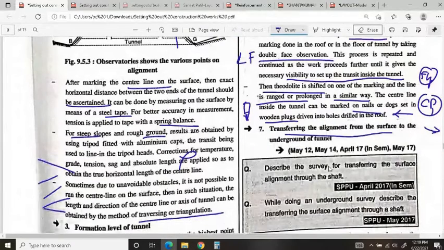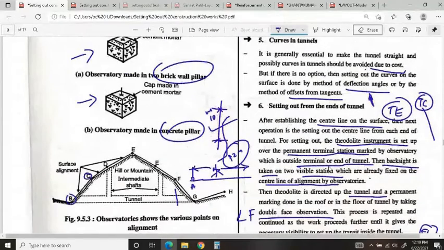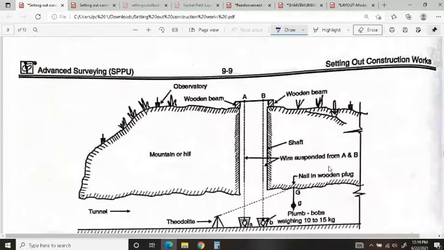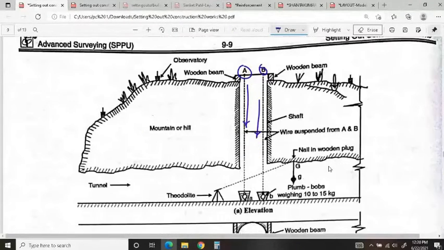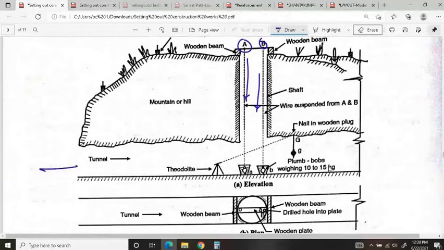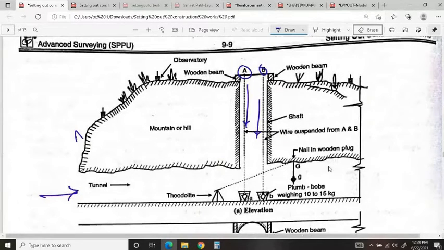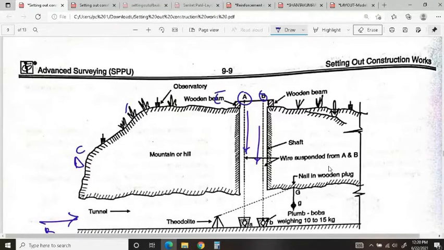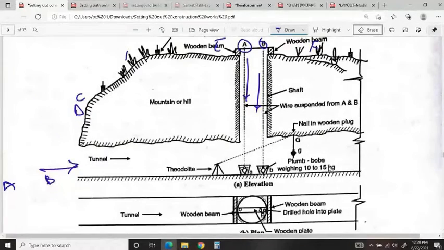Next, transferring the alignment from the surface to the underground of the tunnel. Here you see we have transferred the things on the surface. Then what we have to transfer on the underground? So we will do some drilling holes, and we will transfer these points into the tunnels. Initially I said that this is our tunnel. Here we'll be having our surface survey, that is here it is A, B, C, D, E, F, like this. These points will be transferred to the ground.